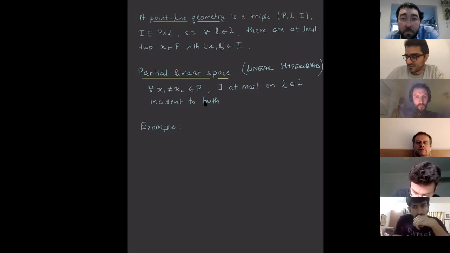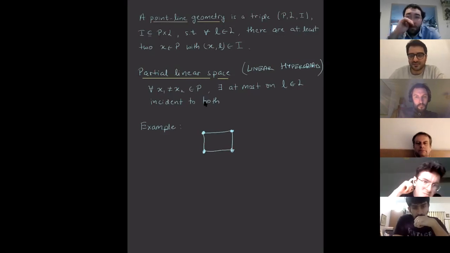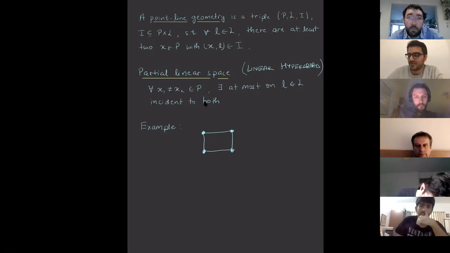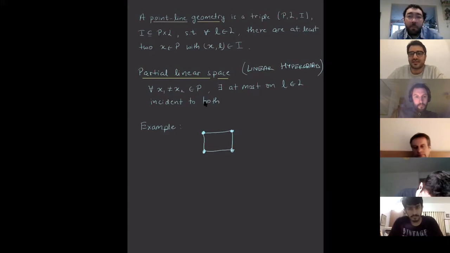Okay, quick examples. Well, just a trivial looking thing, maybe. This simple graph is a point line geometry. The vertices are my points and the edges are my lines. Okay. In fact, any simple graph, or even multigraph without loops, is a point line geometry. And any simple graph is a partial linear space, because between two vertices you have at most one edge. But what we are more interested in are the geometric examples.